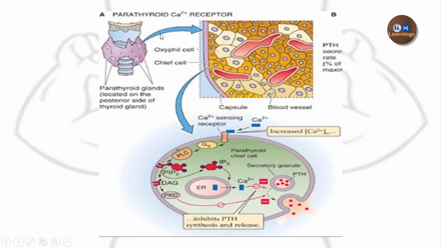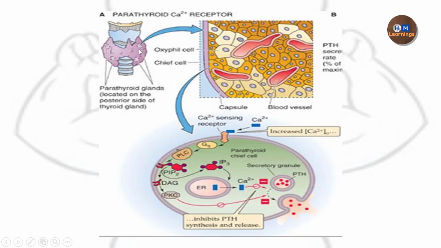In this diagram, first they have shown the location of the parathyroid glands. This is the posterior view, and these are the two thyroid lobes, right and left, which are connected to each other by the isthmus. On the left lobe there are two parathyroid glands, and on the right lobe there are again two parathyroid glands. Okay.